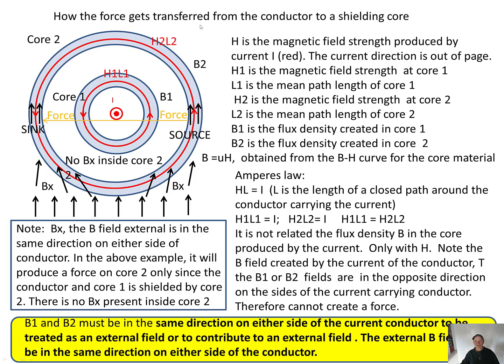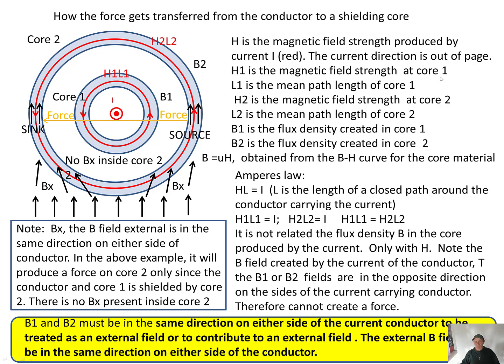How does the force get transferred from the conductor to a shielding core? Here I show a case where you have a current carrying conductor coming out of the page, but I put two shields, just to illustrate. H is the magnetic field strength produced by the current I in red. There's H1 here, H2 here. The current direction is out of the page.